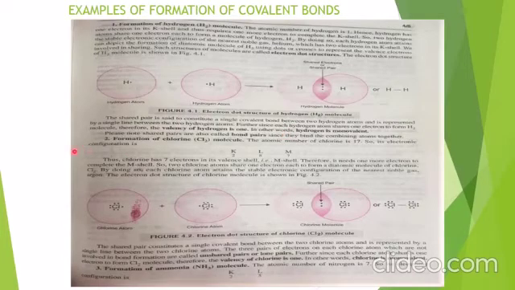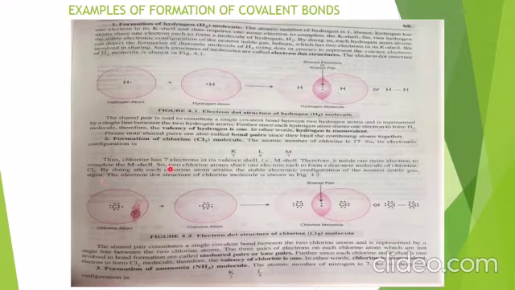Now, next is the formation of the Cl2 molecule. The atomic number of chlorine, as we know, is 17, so the electronic configuration will be 2, 8 and 7. So chlorine has 7 electrons in its valence shell, that is the M shell. Therefore it needs one more electron to complete the M shell to make it 8. It needs one more electron.